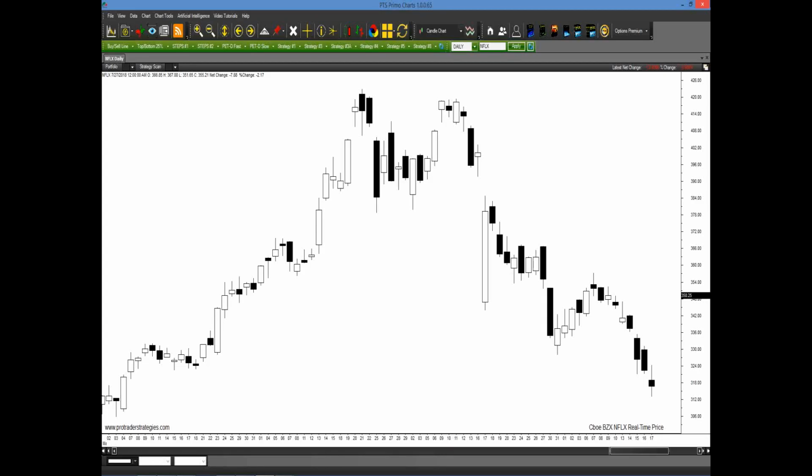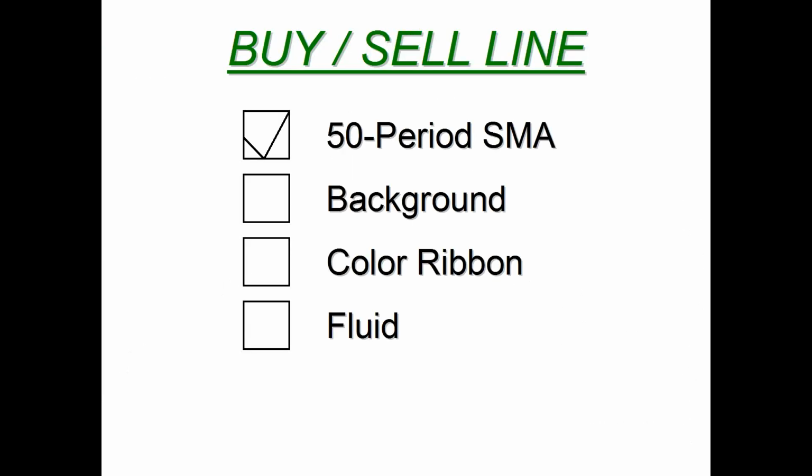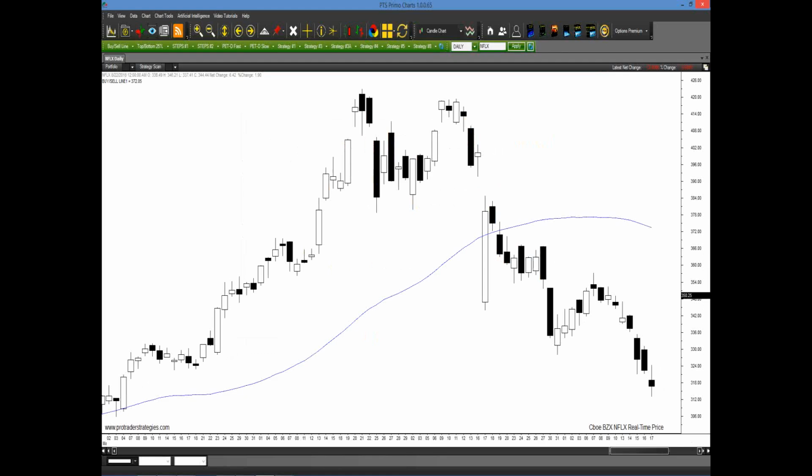As we look here on our platform, you would simply click on buy-sell line in the upper green strategy tab, and you see that the buy-sell line is just a 50-period simple moving average. Now we have upwards of 4 different ways to display it, but the simplest and most basic way is just to plot the 50-period moving average, okay?